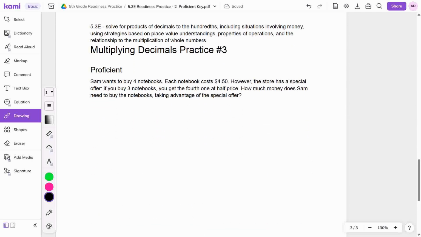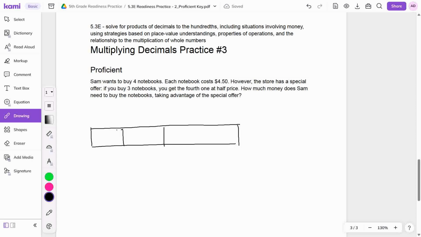All right, so for our third problem, we've got Sam. Now, Sam wants to buy 4 notebooks. Each notebook costs $4.50. However, we've got a special at the store. If you get 3 notebooks, you get the fourth one at half price. So check this out. If we're going to do it like this, we kind of visualize it like this.